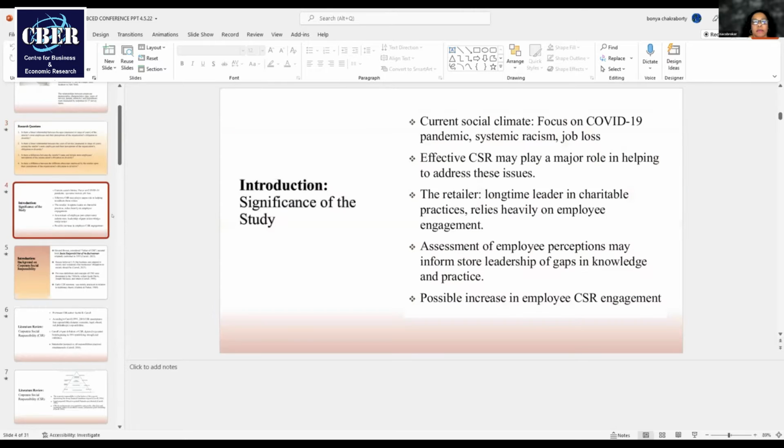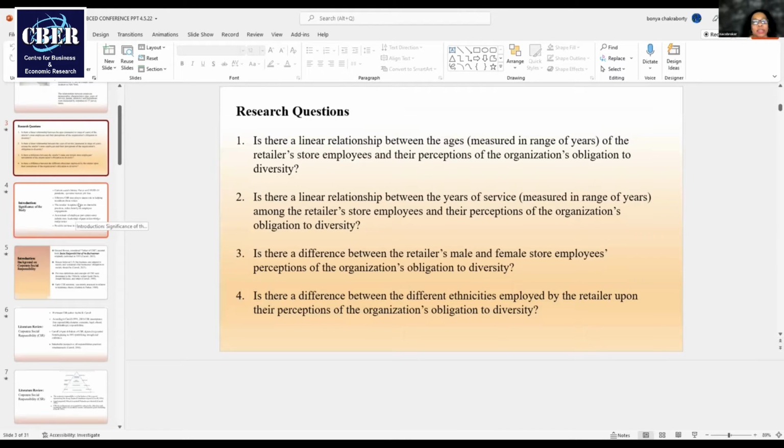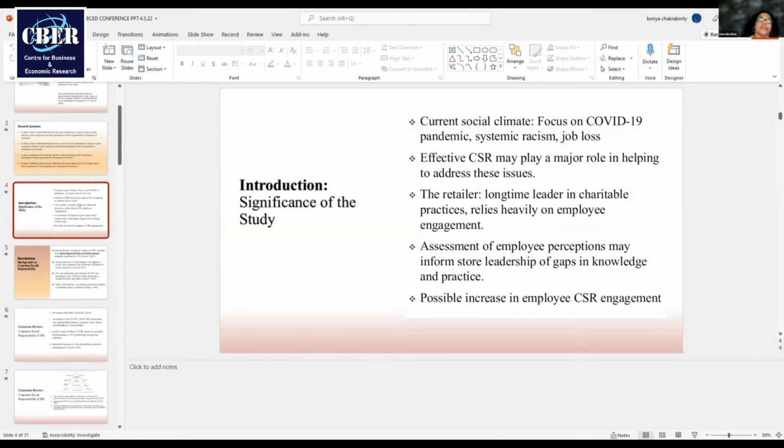We also wanted to know if there was a difference between the retailer's male and female employees' perceptions regarding the obligation to diversity. And we also wanted to know if there was a difference between the different ethnicities at that location and their perceptions of the organization's obligation to diversity.